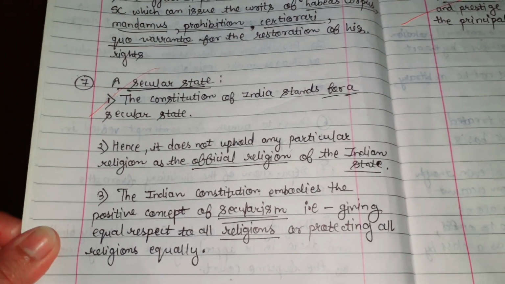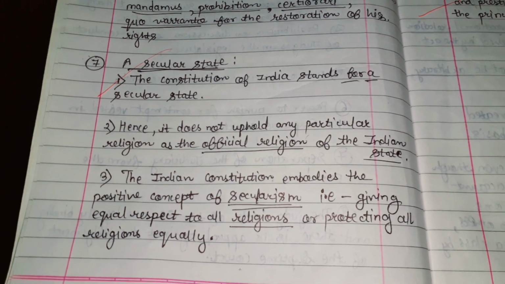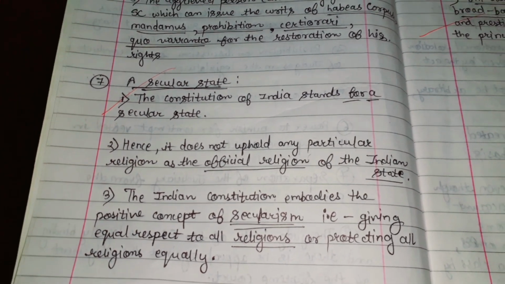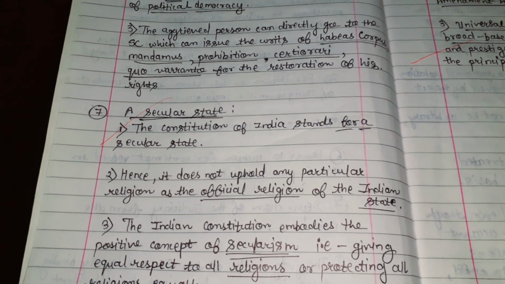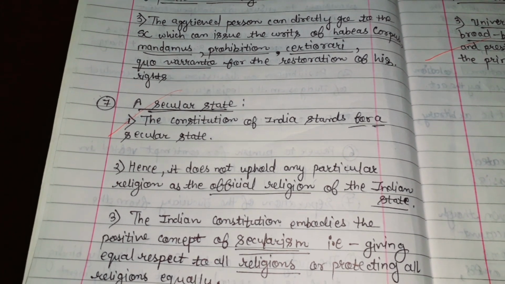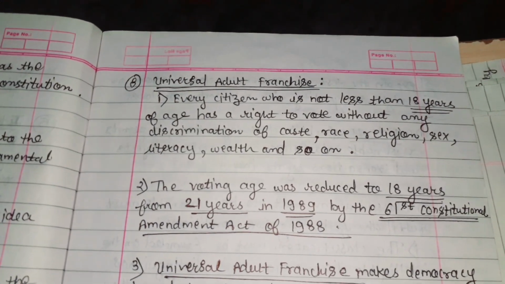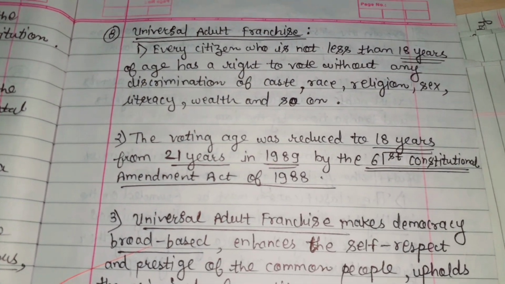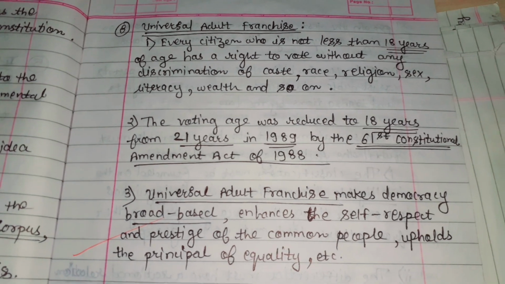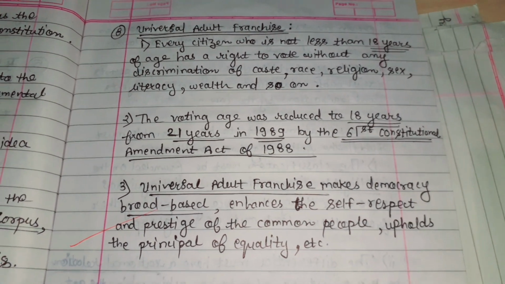Then a secular state. This is another feature. Why is it known as a secular state? Because it doesn't hold or uphold any particular religion as the official religion of the Indian state. And next is the universal adult franchise. It has provided voting rights to every citizen of India above 18 years of age, and there is no discrimination.